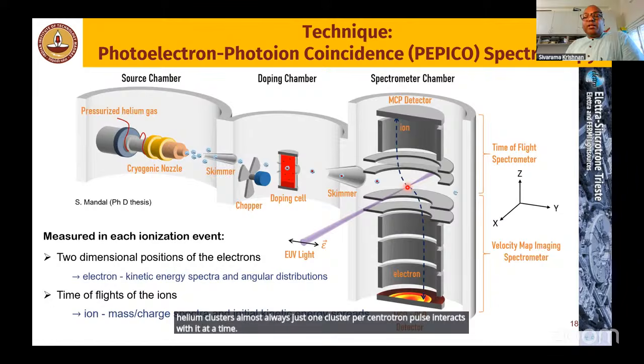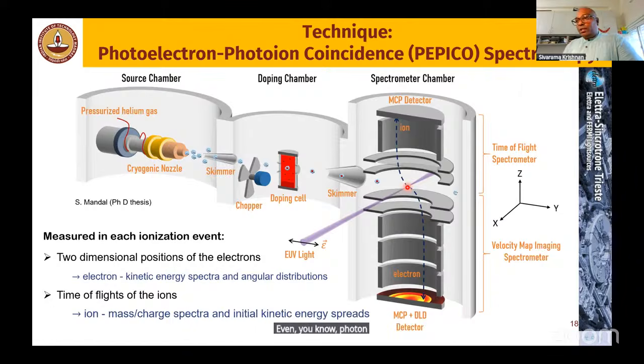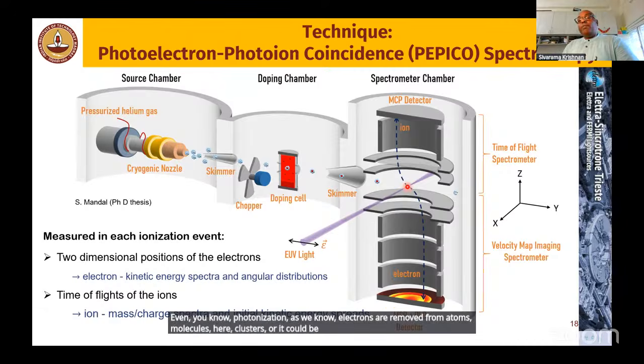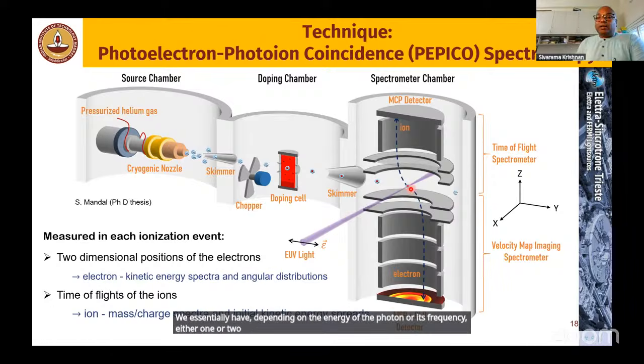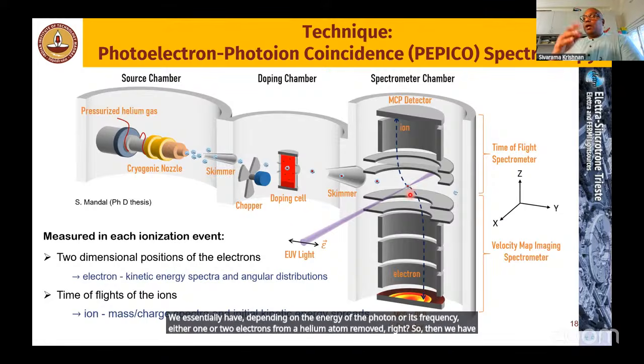And here we are interested in a photoionization event. In photoionization, as we know, electrons are removed from atoms, molecules, clusters, or condensed matter. For us here, it is helium droplets. When extreme ultraviolet light is incident on these droplets, depending on the energy of the photon or its frequency, either one or two electrons are removed from a helium atom, right? So we have two kinds of products from this photoreaction.